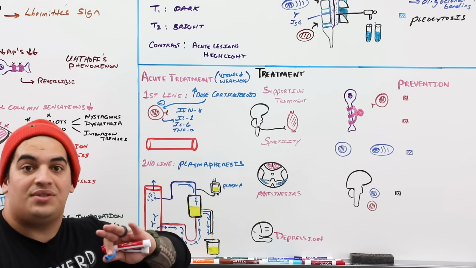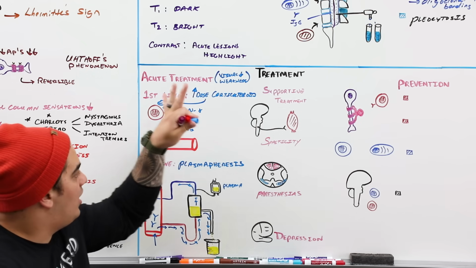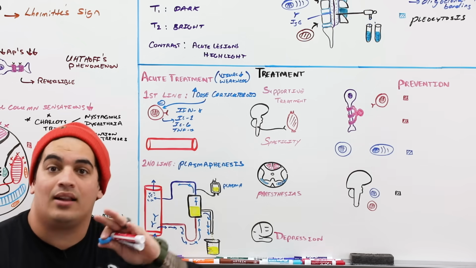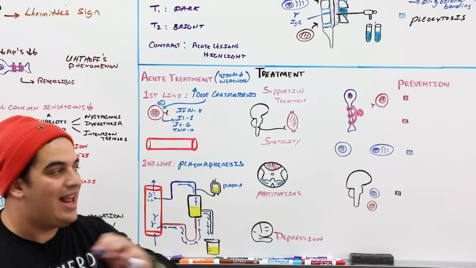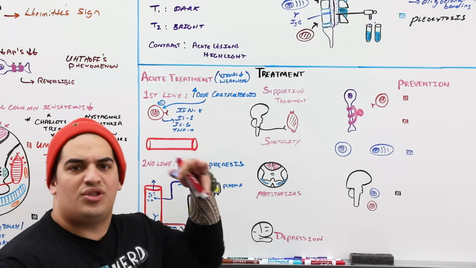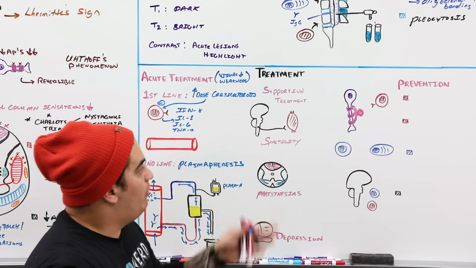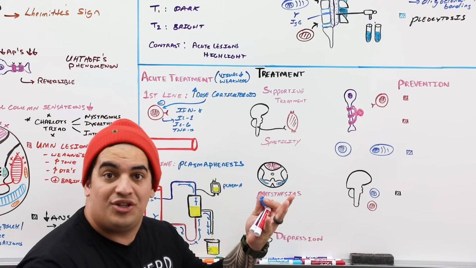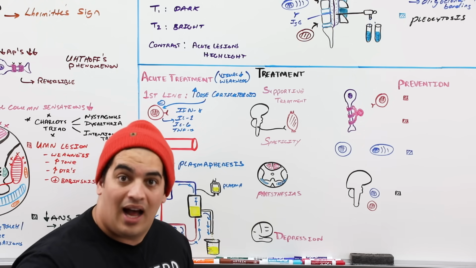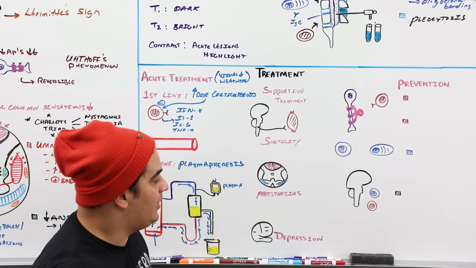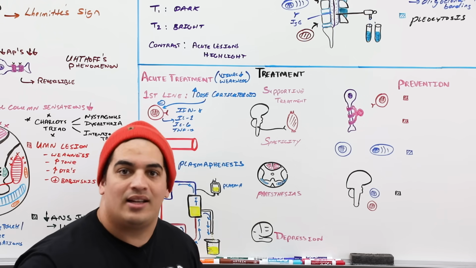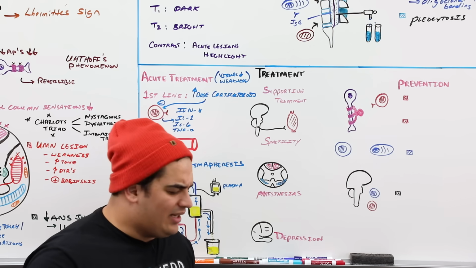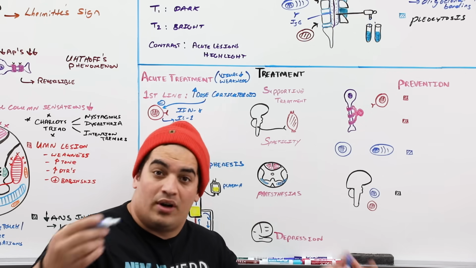So if they say first line, you say high-dose corticosteroids because it's shutting down the inflammatory action. If they say second line, you say plasmapheresis. Now, there's also supportive therapies. Sometimes, remember, with the upper motor neuron lesions, they get spasticity, the high tone, that we talked about there. You can give them antispasmodic agents. There's things like dantrolene, there's things like baclofen, and so on and so forth.